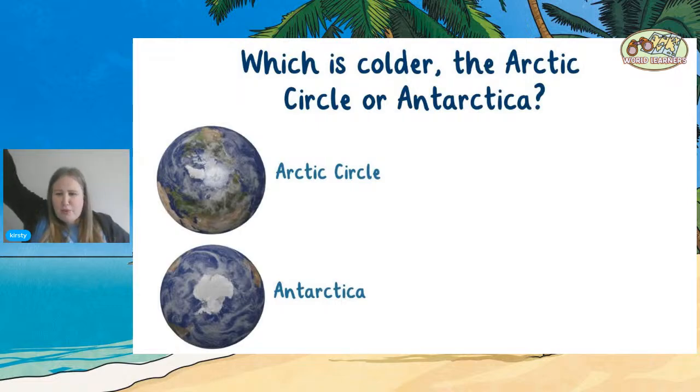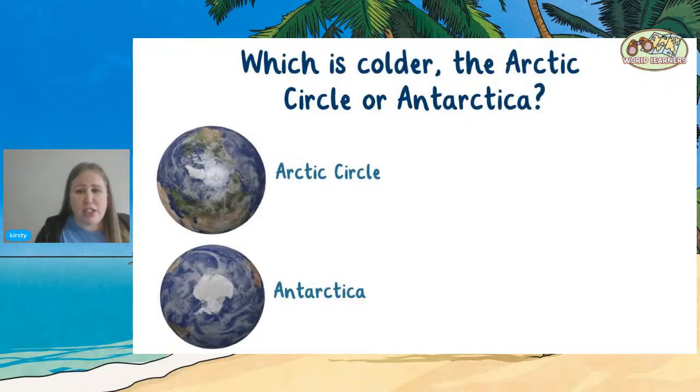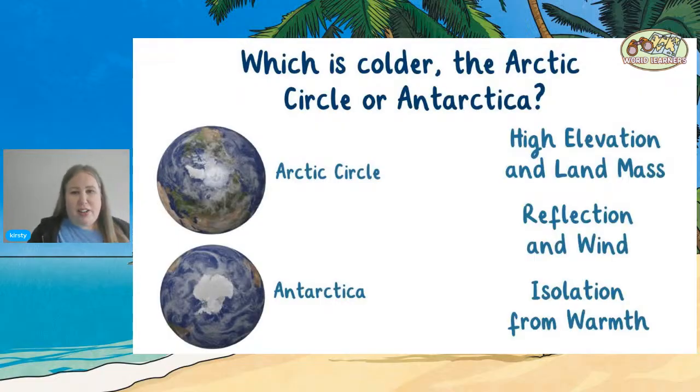Yes, elevation. Well done. Because of its high elevation. There's other reasons. Why else is it colder? Can you remember? Tilted away from the sun because of its position in the globe, because of the cold wind. Fantastic, guys. Well done. Yes, the high elevation, the reflection and the wind. Remember that it repels that sunlight. It reflects the sunlight away from it rather than absorbs it. And the isolation from warmth.